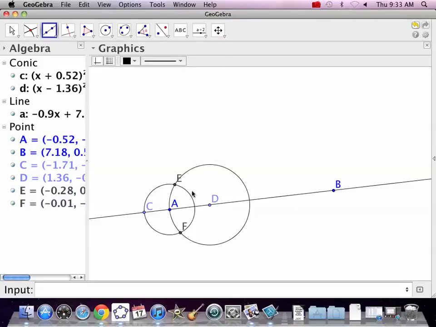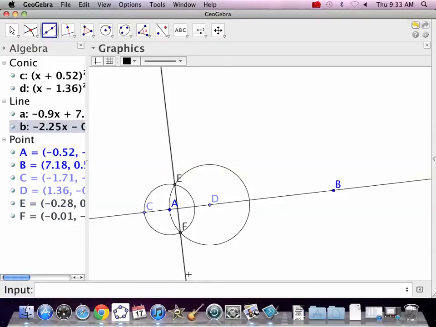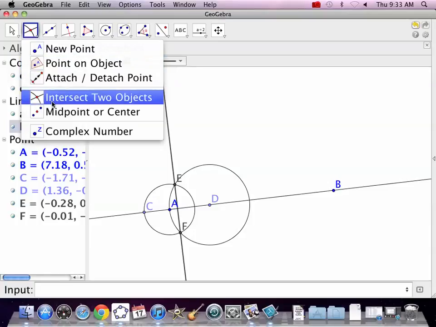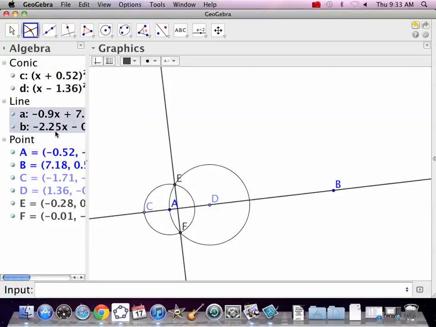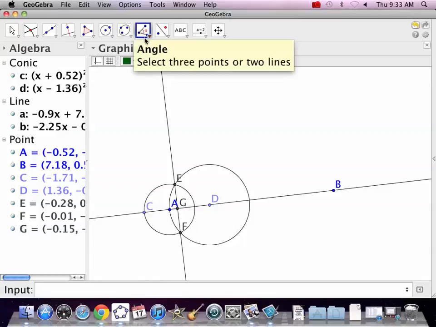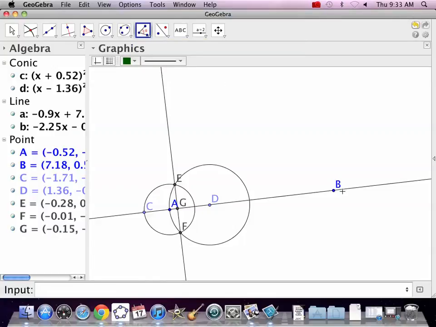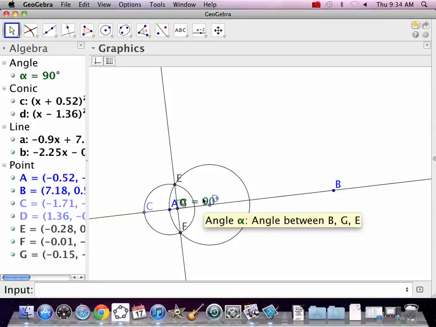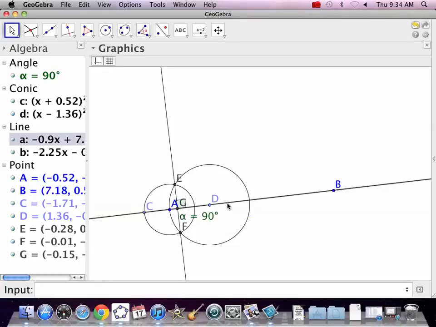Get our line, line through F, E. That line, EF, is perpendicular to BC. You don't believe me? We'll prove it. I'm going to measure that angle. B, G, E. Notice it came up with a box and it says it's 90. So anytime you make two circles intersect, you can make a perpendicular.